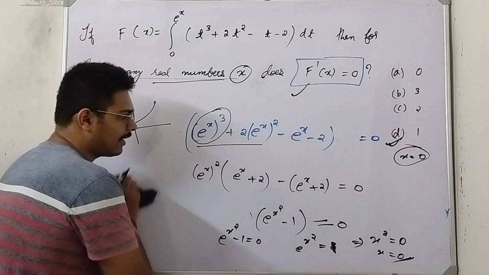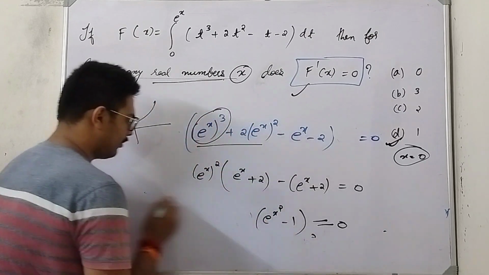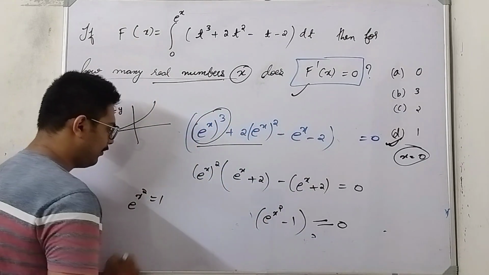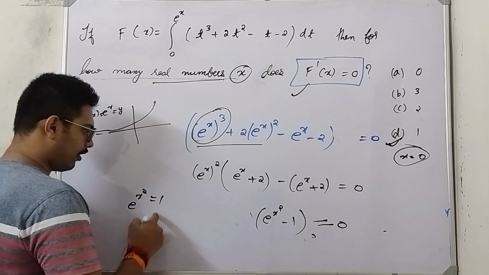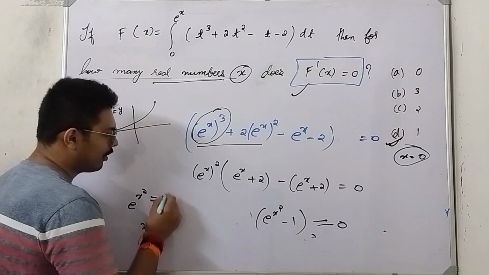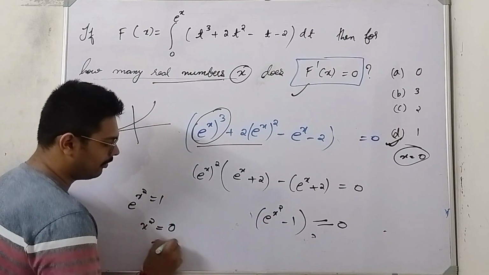Or you can simply directly equate with 0, which means e^(x^2) equals 1. We can take the log on both sides. This will be x^2, log 1 is 0, which means x equals 0 itself.